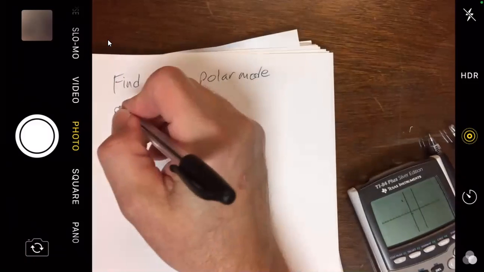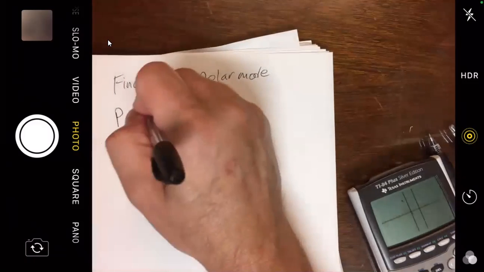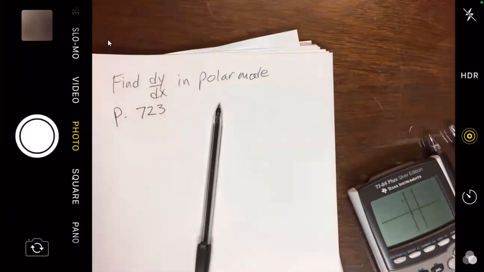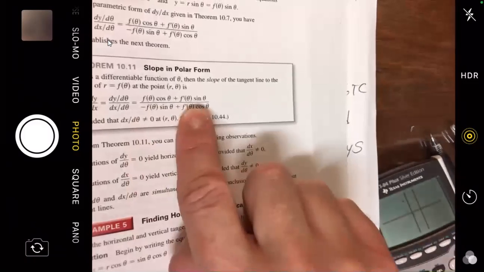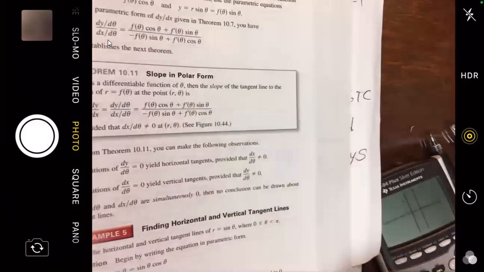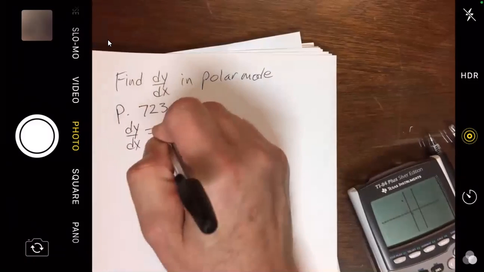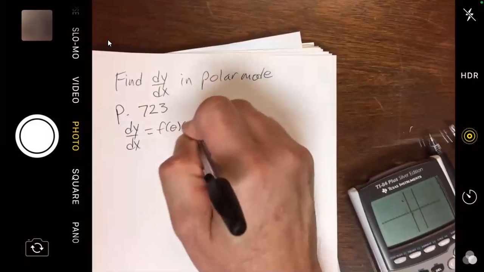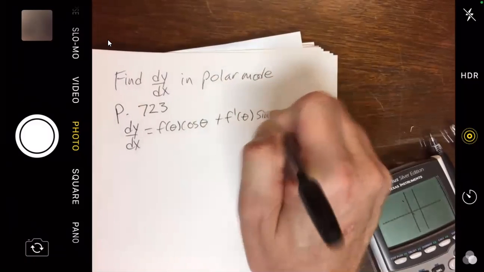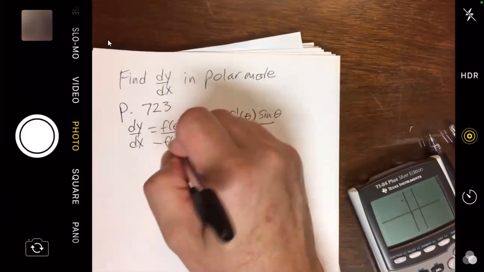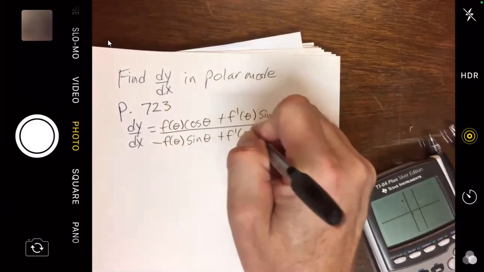Page 723, and you find this gibberish. Okay, the best way to explain this gibberish, maybe I will copy it down: dy/dx equals f of theta cosine theta plus f prime of theta sine theta over negative f of theta sine theta plus f prime of theta cosine theta.